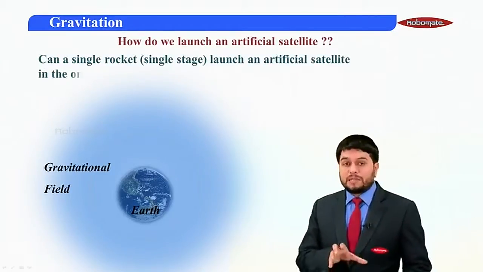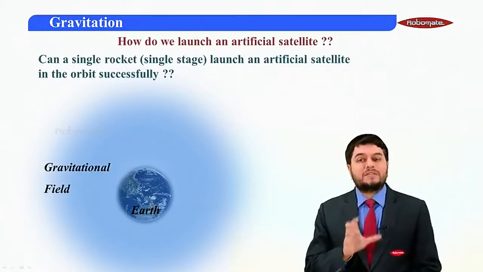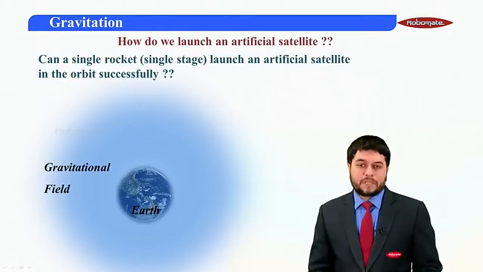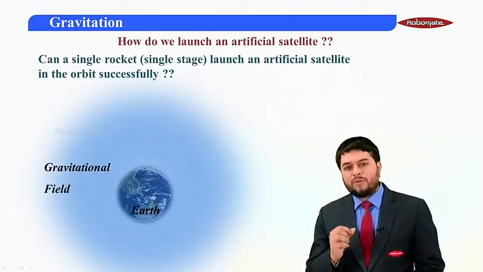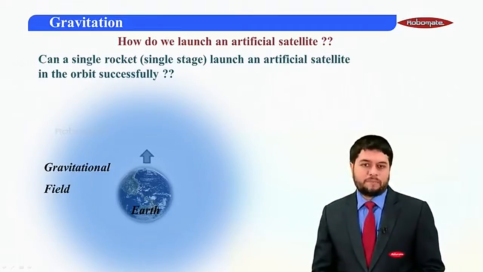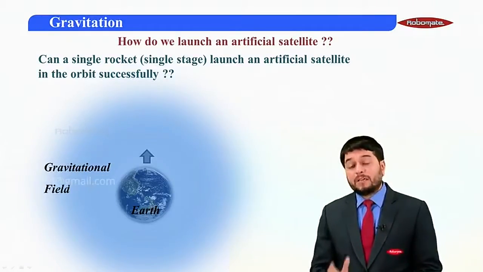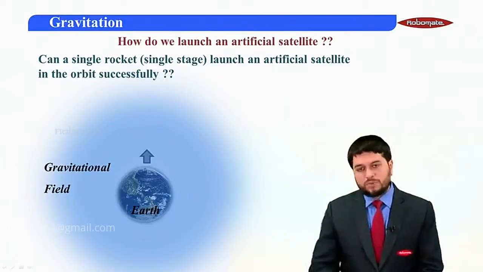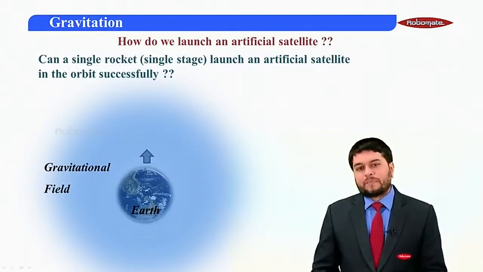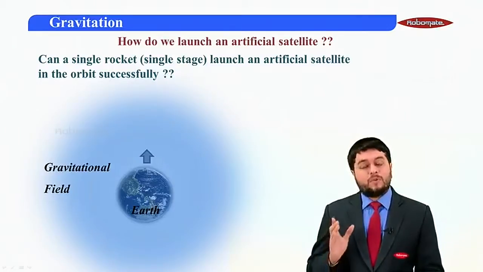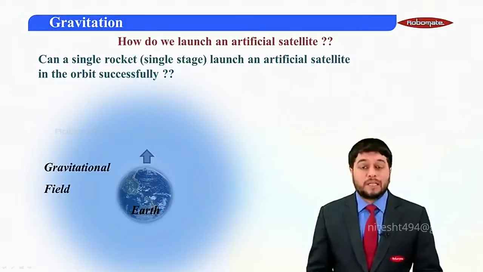Now the fundamental question is, can we launch a satellite successfully into the orbit with a single stage or a single rocket? When I say single stage, I mean providing only the vertical velocity. Think over it. If I give only vertical velocity, there would be two situations. Suppose the vertical velocity is too much and the rocket just moves out of the gravitational field, then it will never come back. It's gone.